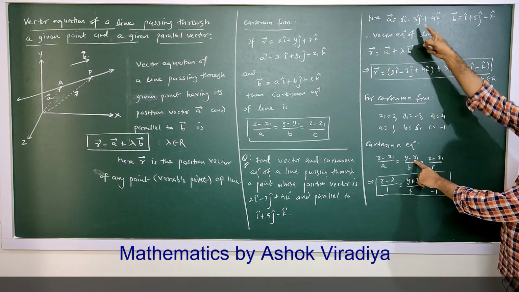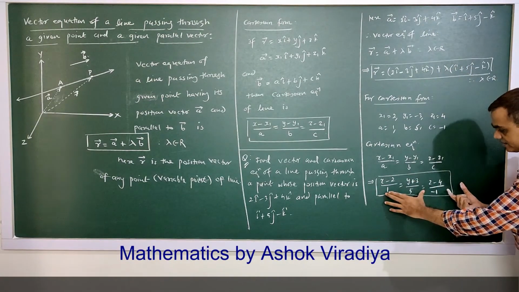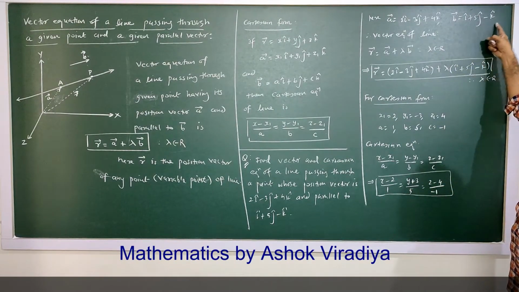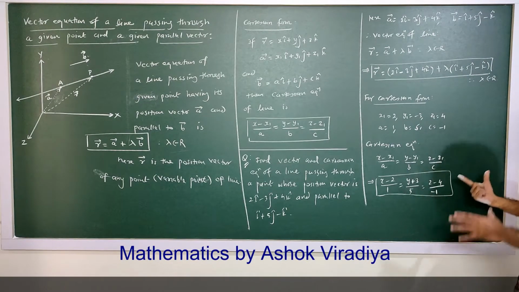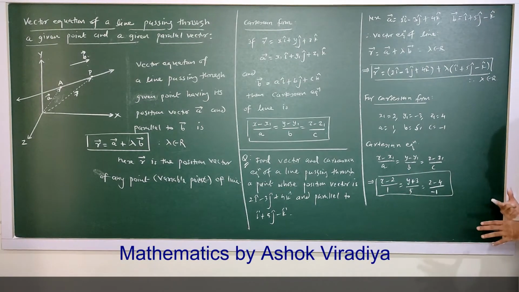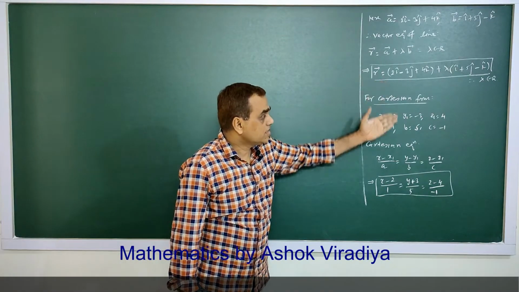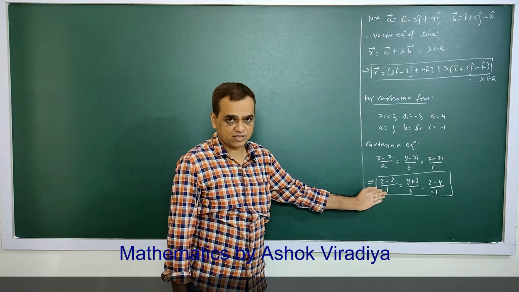Because y1 is minus 3, minus minus is plus 3. And in the denominator keep the scalar components of the parallel vector 1, 5, minus 1. So this is the method, the short way to get the Cartesian equation. Now in these equations, this is the vector equation, this is the Cartesian equation.